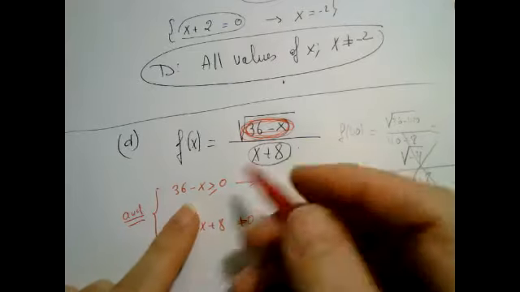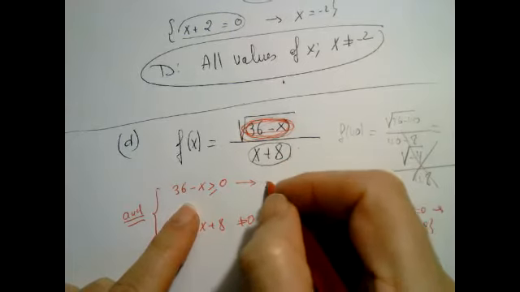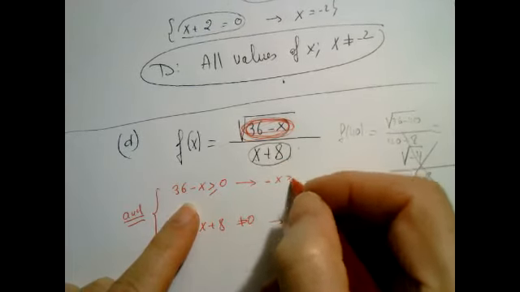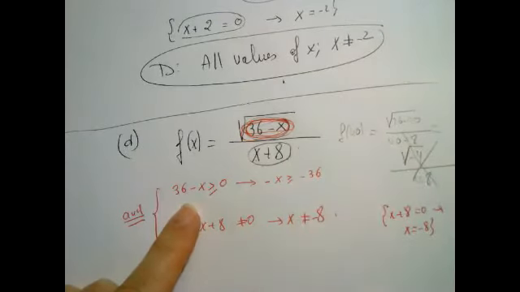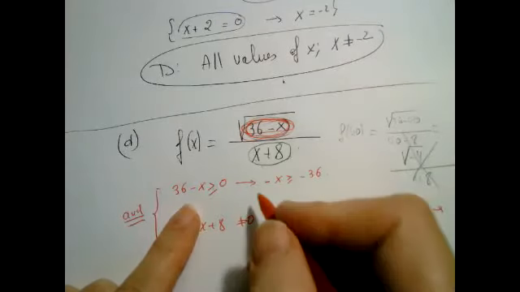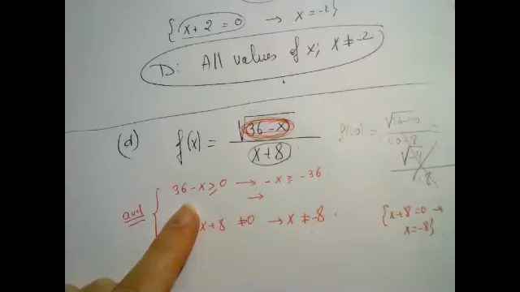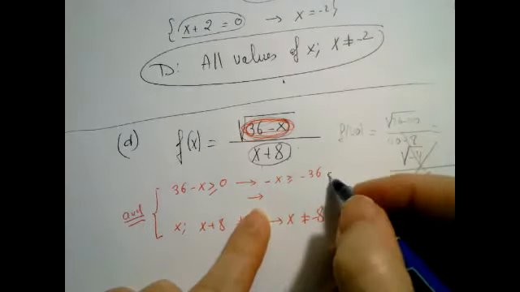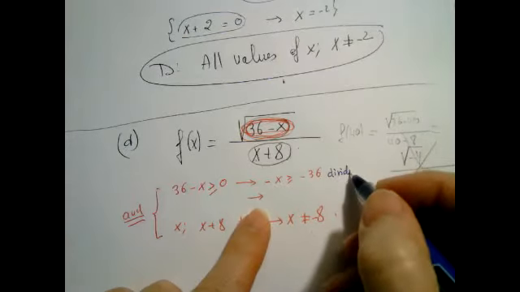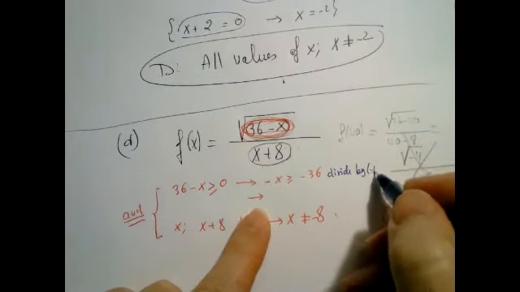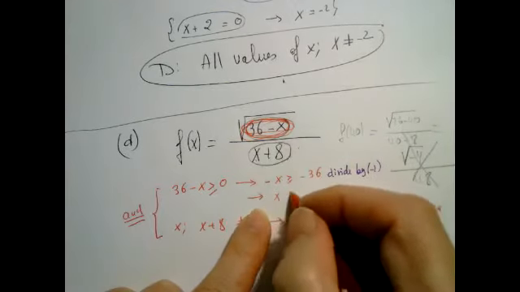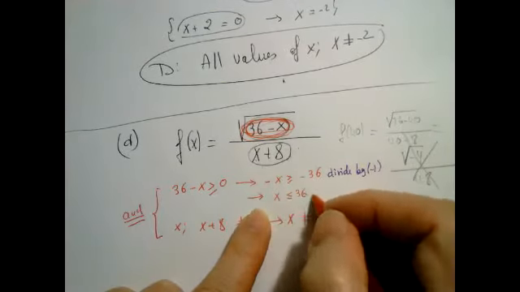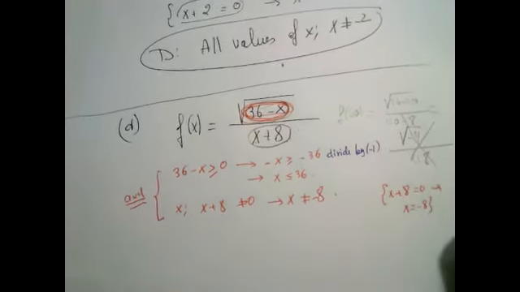How do we solve it? I don't know. Two ways. Okay, minus x larger than minus 36. I divide by minus 1, because I want to isolate my x. But when I divide by minus 1, I have to switch the inequality. It means x less or equal to 36.